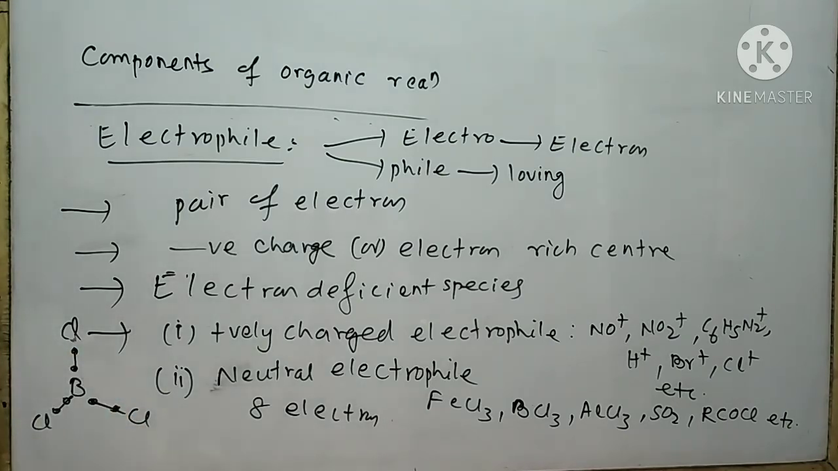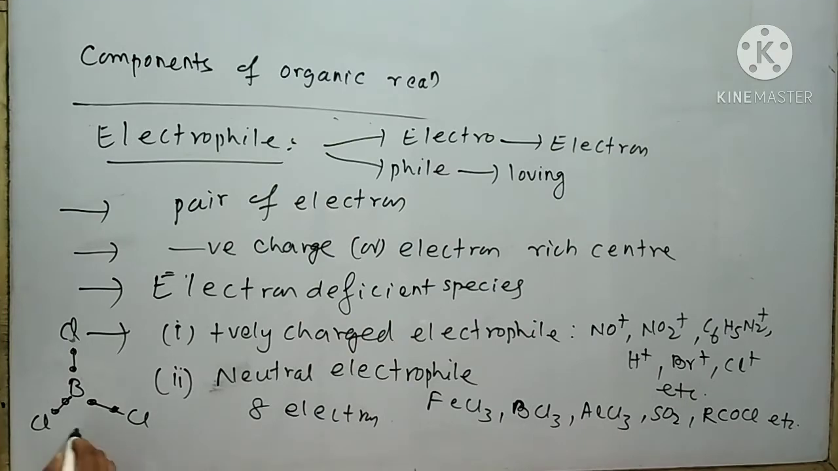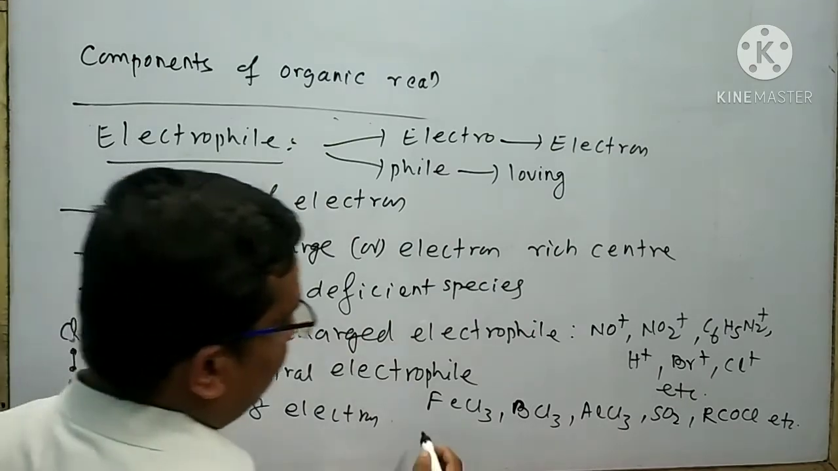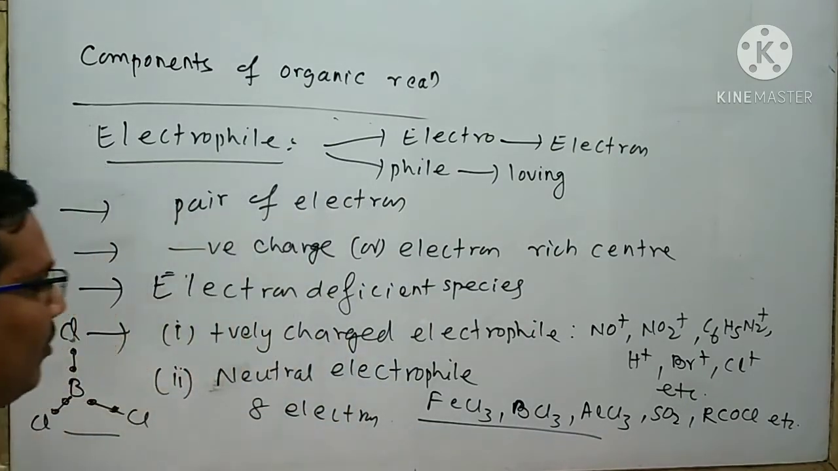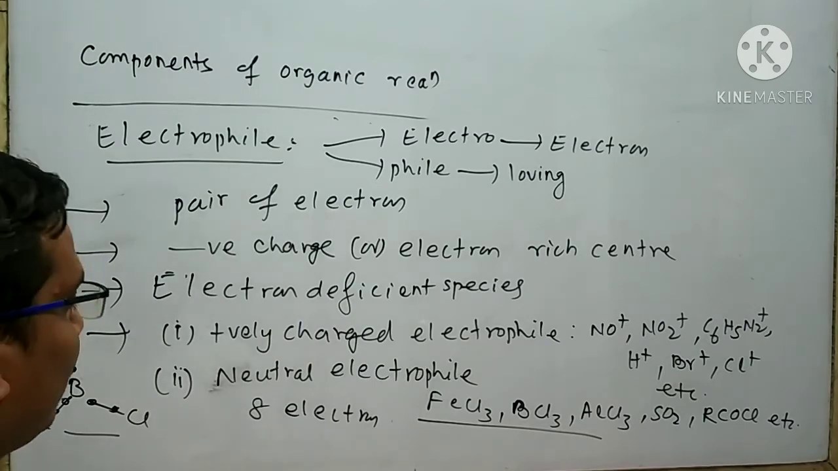So in BCl3 the central atom boron has less than 8 electrons, so it has a tendency to accept a pair of electrons from other species. That's why BCl3 is said to be a neutral electrophile. It has more tendency towards electrons. Molecules like BCl3 are also examples of neutral electrophiles.